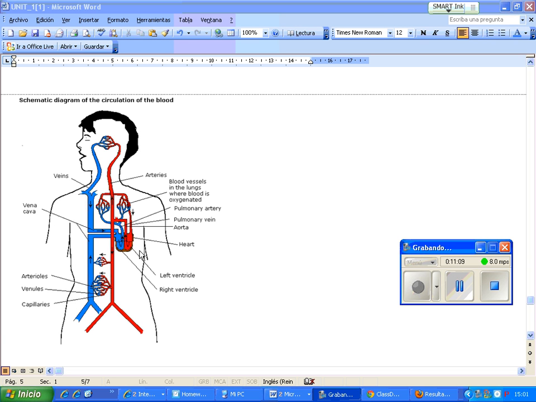Oxygen, nutrients, carbon dioxide, and waste products are exchanged between the tissues and the blood. The superior vena cava and the inferior vena cava carry deoxygenated blood to the heart.